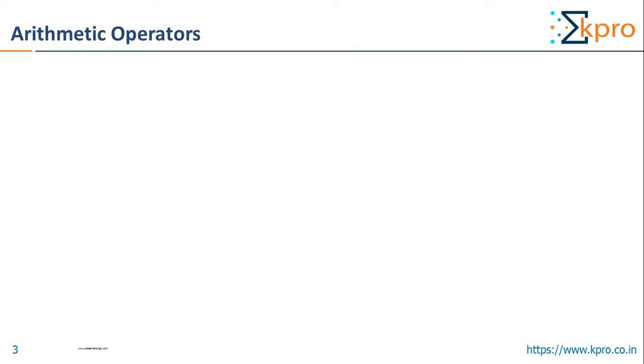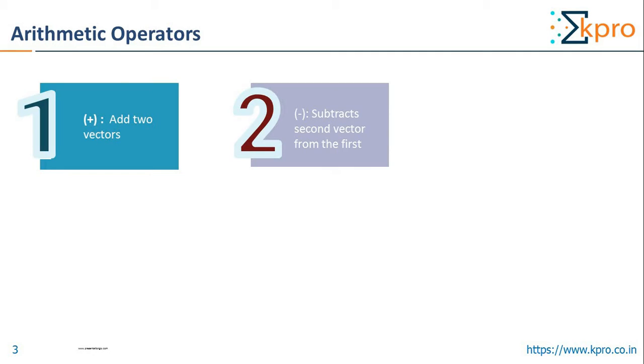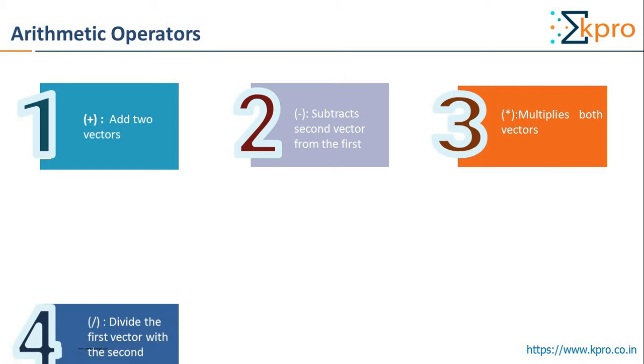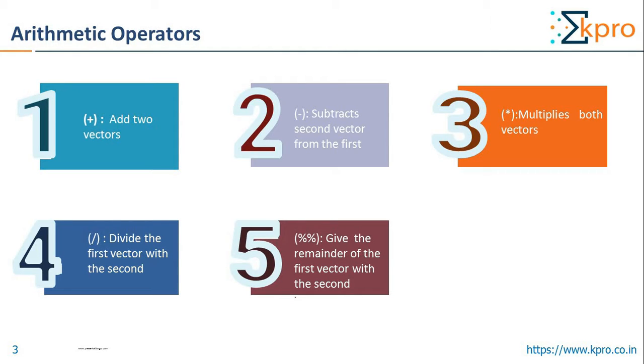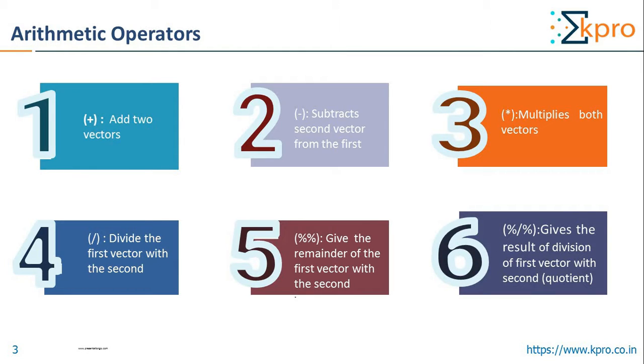Arithmetic operators are mathematical functions that take two numbers and perform calculations on them. There are different types of arithmetic operators available in R. Some of them are addition, which adds two vectors. The second one is subtraction, which subtracts the second vector from the first. Multiplication multiplies two vectors. Division divides the first vector by the second. The modulo operator returns the remainder when one vector is divided by the second vector, while integer division returns the quotient when two vectors are divided by each other.